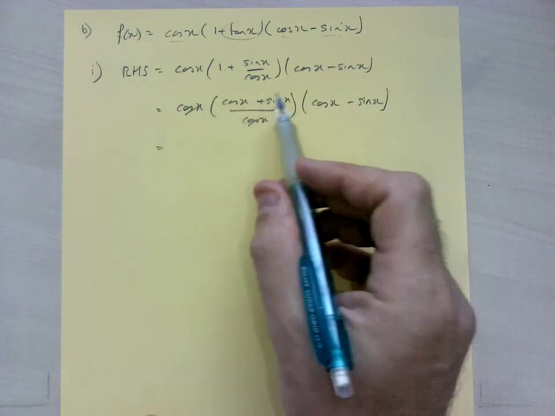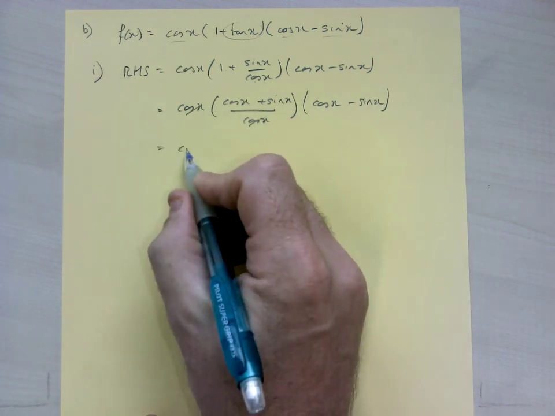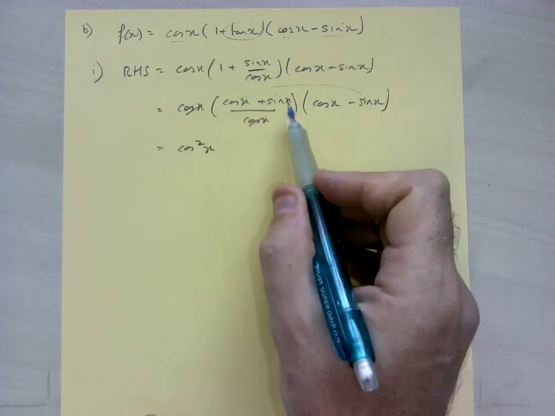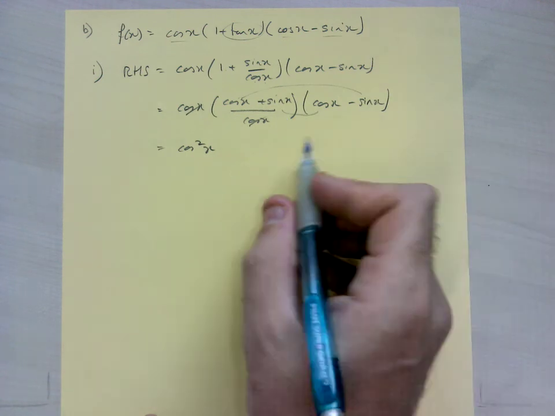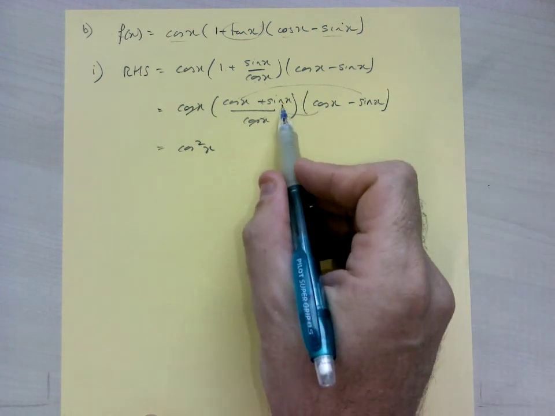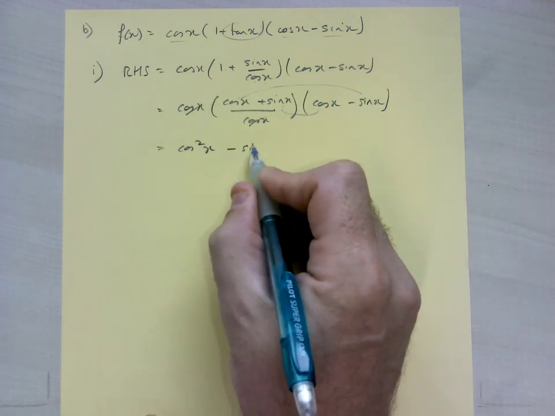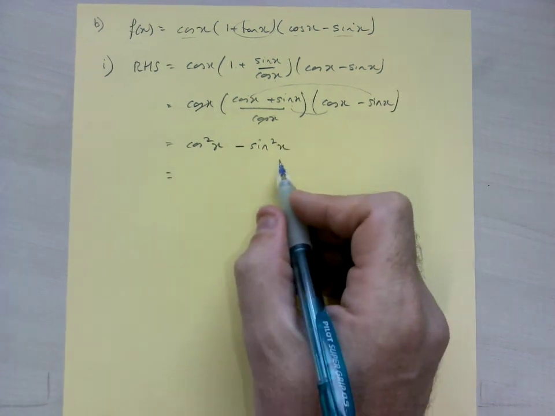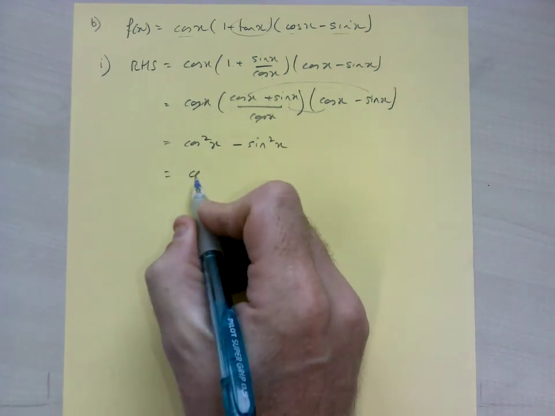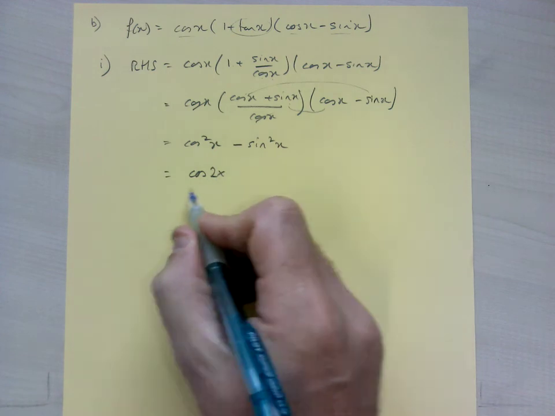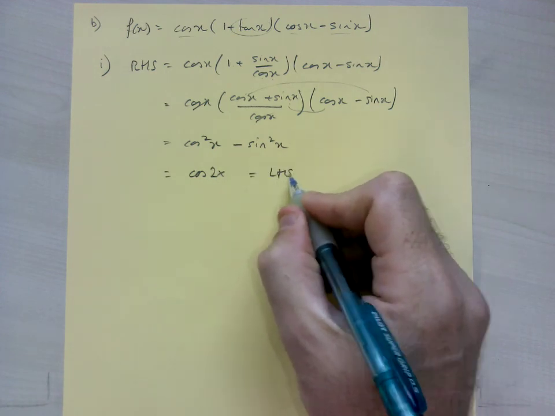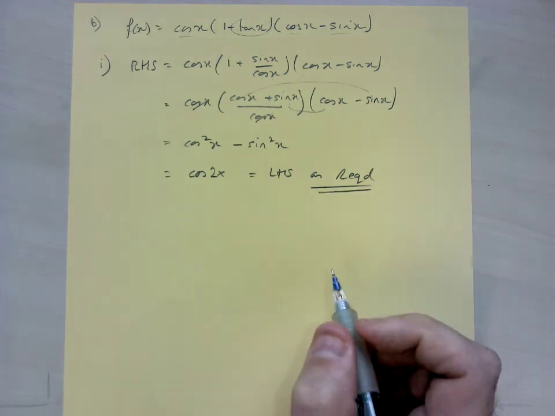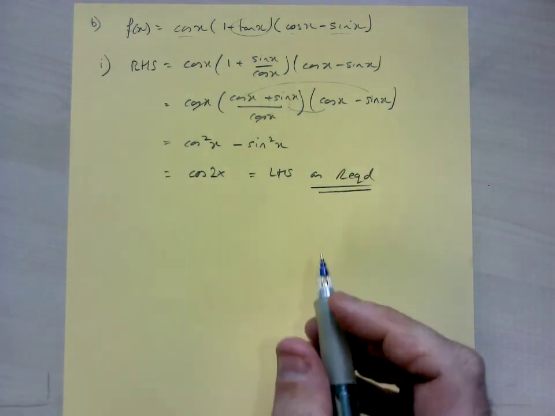This leaves me with these two brackets to multiply. And I've got cos x times cos x is cos squared x. Cos times minus sine, and then cos times sine will disappear, leaving me with the last term of sine times minus sine, which is minus sine squared x. And that actually matches one of the formulas I spotted before. That is what I need for cos 2x, equals left hand side as required. So that's that result shown.